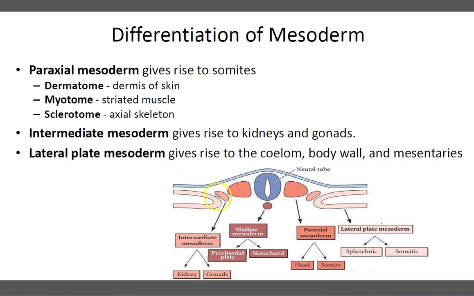And then, the intermediate mesoderm later will give rise to your kidneys and gonads. And then the most lateral part of the mesoderm is the part that will split into two layers. So this is your lateral plate mesoderm. The two layers formed by the lateral plate mesoderm are called your splanchnic mesoderm and somatic mesoderm.